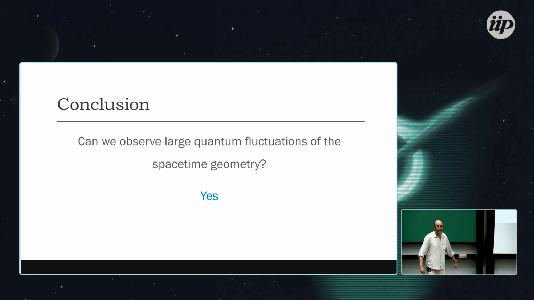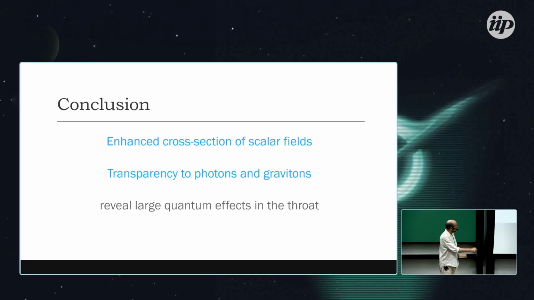So in conclusion, the answer to the question that I posed at the beginning, can we observe large quantum fluctuations of the space-time geometry, at least in thought experiments? The answer is yes, because we can measure cross-sections, and for scalar fields, these are enhanced. For photons and gravitons, or fields carrying spin, the black hole is going to be transparent, and these are going to be signatures of large quantum fluctuations of the geometry of the throat.